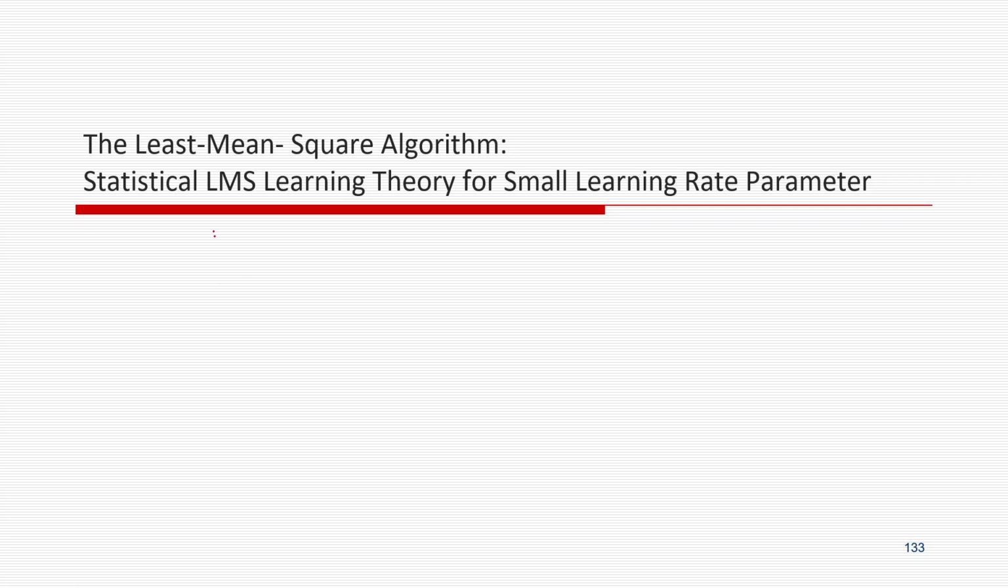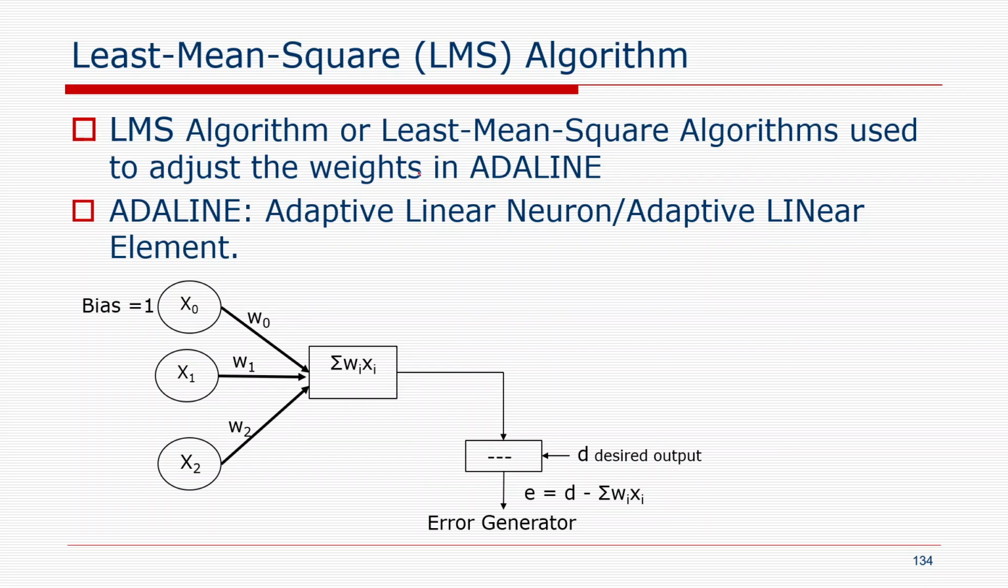Welcome students. In today's class, we will look at the least mean square algorithm. Under that, the statistical analysis of the LMS algorithm considering the small learning rate parameter. Now, LMS, the least mean square algorithm, is used to adjust the weights in Adaline. What is Adaline? Adaline is adaptive linear neuron or adaptive linear element.